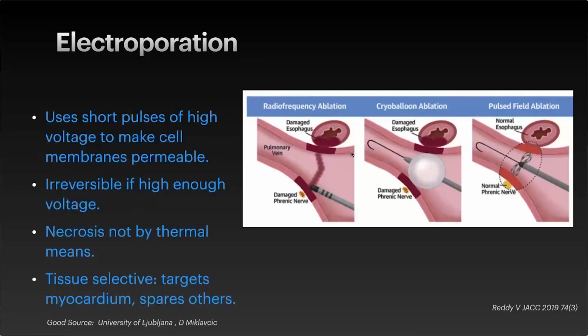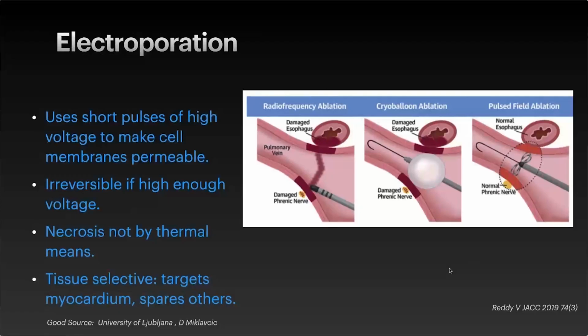It uses short pulses of high voltage to make cell membranes permeable. It causes irreversible damage to the cells if the voltage is high enough, and the necrosis is not caused by thermal means like in radiofrequency energy or cryoablation. It is a tissue selective energy in the sense that it will cause lesions, therapeutic lesions to the cardiac myocytes, but will spare the nerves and the esophagus that are in the area.